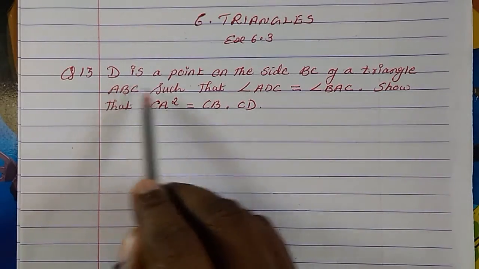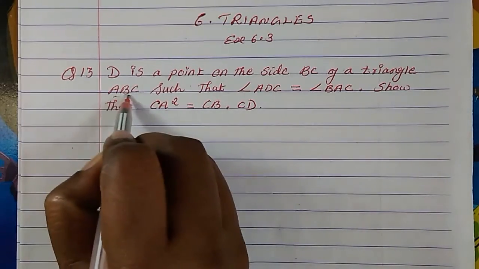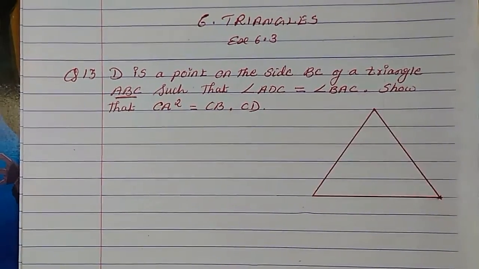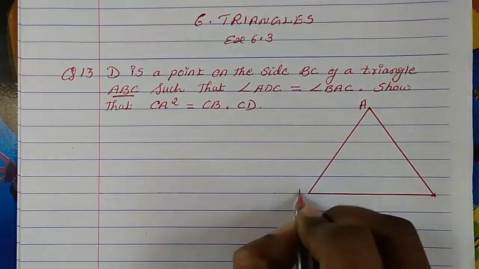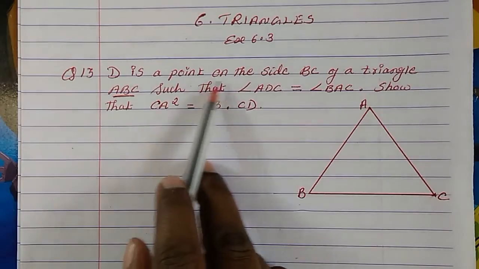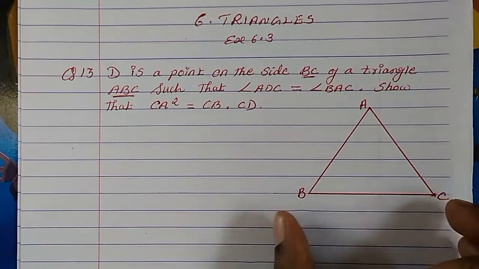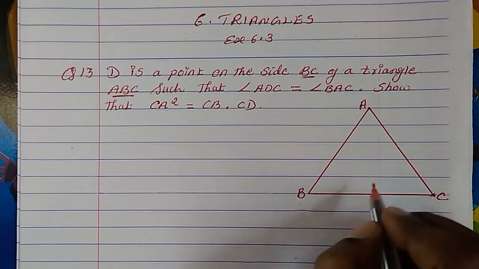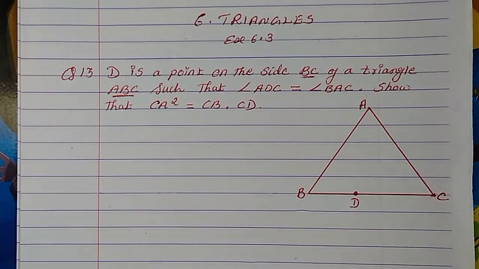So first of all, let's say D is a point on the side BC of a triangle ABC. So here the figure is not given, so we have to draw the figure. So let's consider this is triangle A, B and C. So D is a point on the side BC. So that means on this side BC, D is a point. So let's take maybe here one point D and join with A.